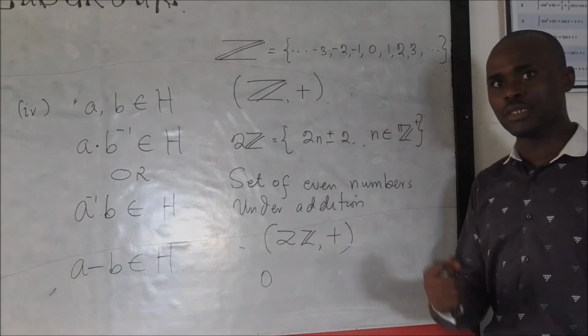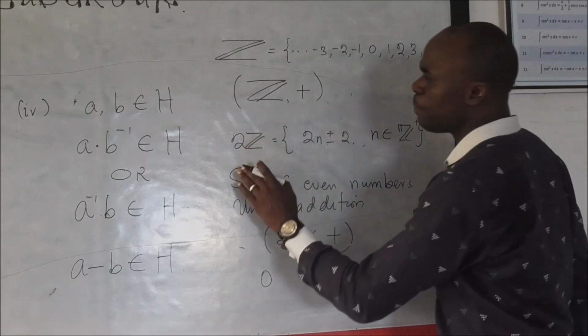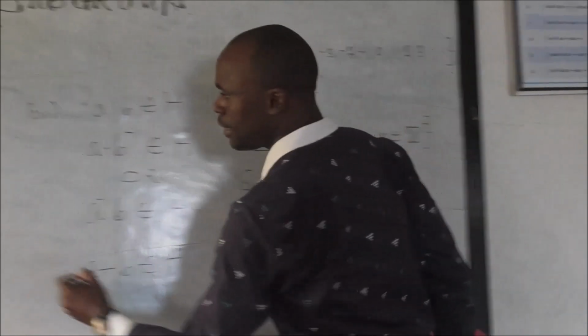Now, another thing we need to know is the set, if I were to multiply A by, let's go over here.